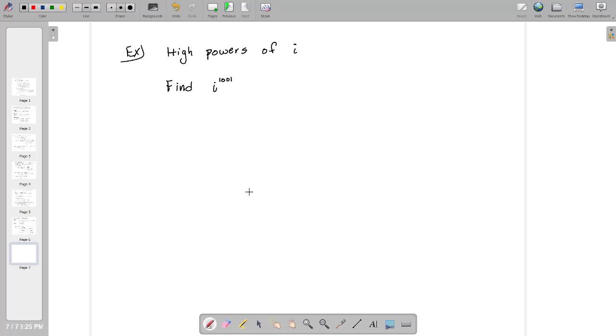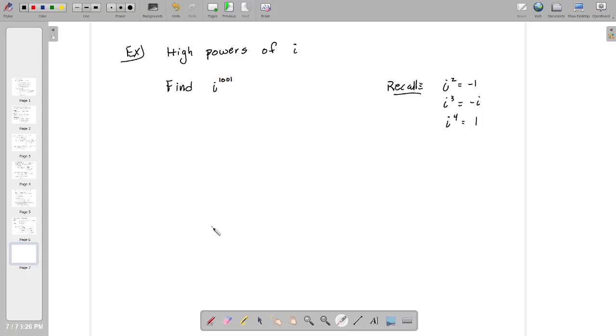So how do we go about this? Well, first we need to recall the powers of i. Remember, i squared is equal to negative 1. i cubed then becomes negative i, and i to the 4th becomes 1. Now, we're going to abuse the fact that i to the 4th is equal to 1, and I'm going to rewrite my i to have a power that's a multiple of 4.